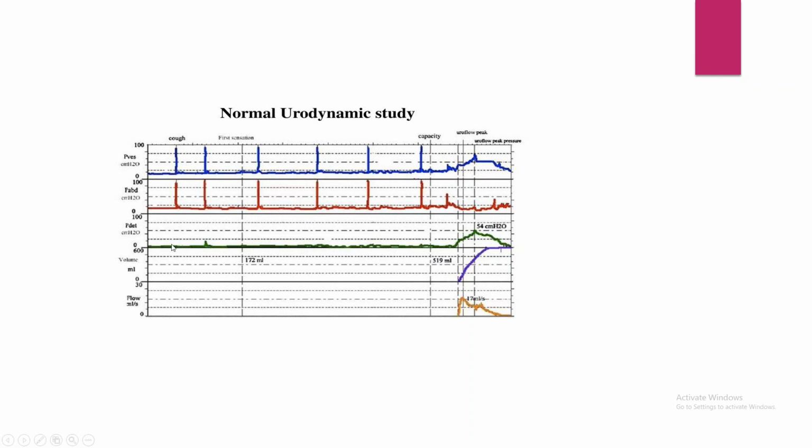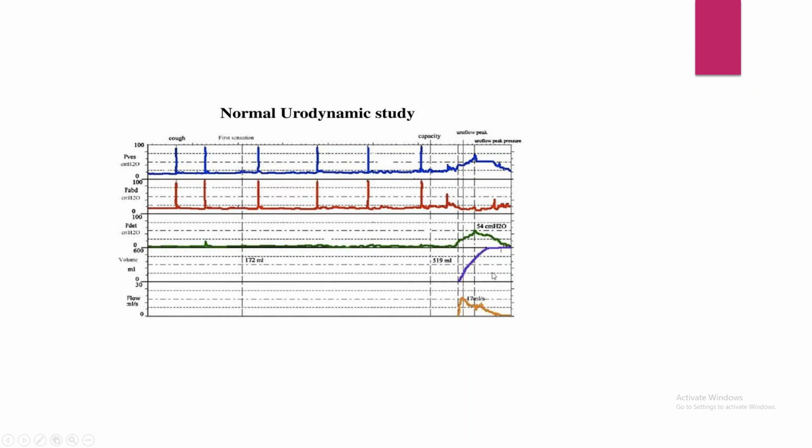So that means this urodynamic pressure recording is going on normally. It is going on smoothly without any problem in the transducers. Now see, this is the first sensation of void. First sensation of void she has got at 172 ml. Strong urge to void she has got at 519 ml. So the capacity of the bladder is 519 ml.